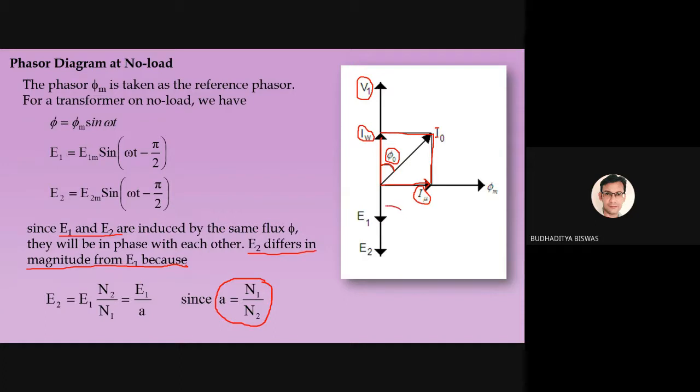In the figure, we have already shown that one magnitude should be more compared to the other. This is called the no load phasor diagram. This one is very important. Many times it came in the semester exam as a 5 or 6 marks question: you need to draw the phasor diagram. If it is only a 3 marks question, just draw this figure and explain it.